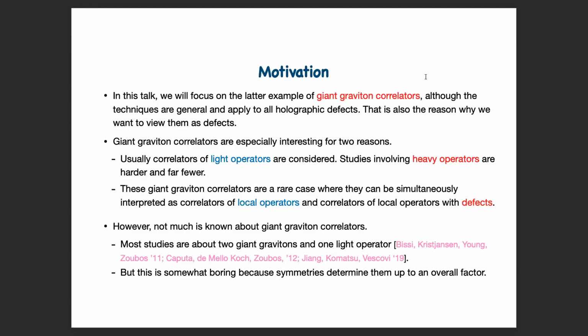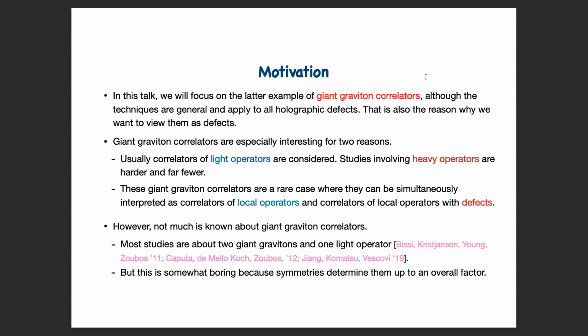Now, I also want to argue that these giant graviton correlators, as defect correlators, are especially interesting for at least two reasons. The first reason is that usually when people study correlation functions, they focus on correlation functions of light operators. Studies involving heavy operators are much more difficult. And Francesco did quite a few impressive works about heavy operators, but in general, in the literature, the results are far fewer. So that's one reason why we are interested in these objects.